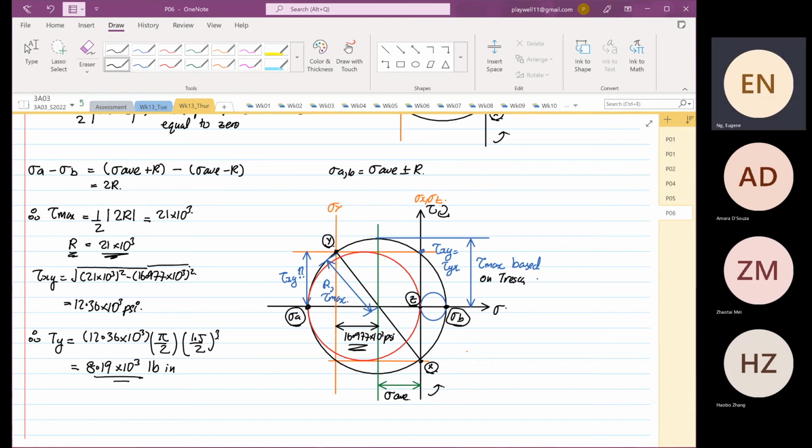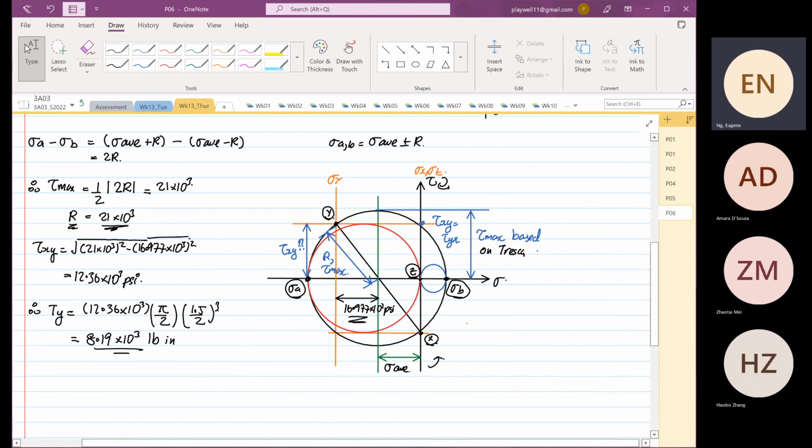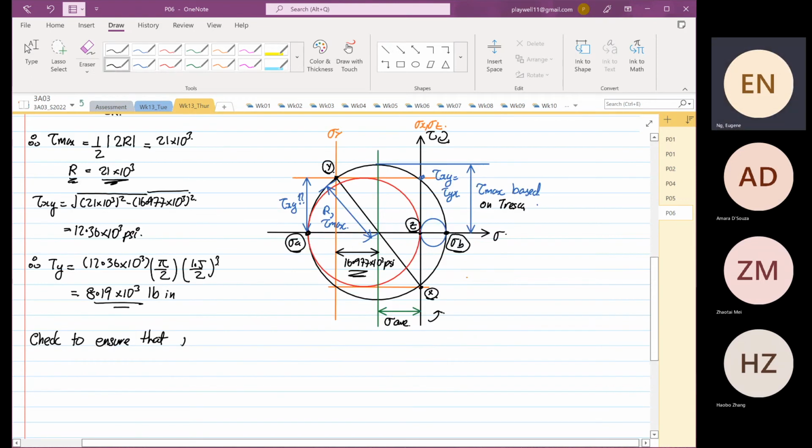But that's not all. We have to check. Hold on, we're not done yet. With Tresca, you need to check to ensure that sigma A and sigma B must be less than 42 times 10 to the power 3 psi.